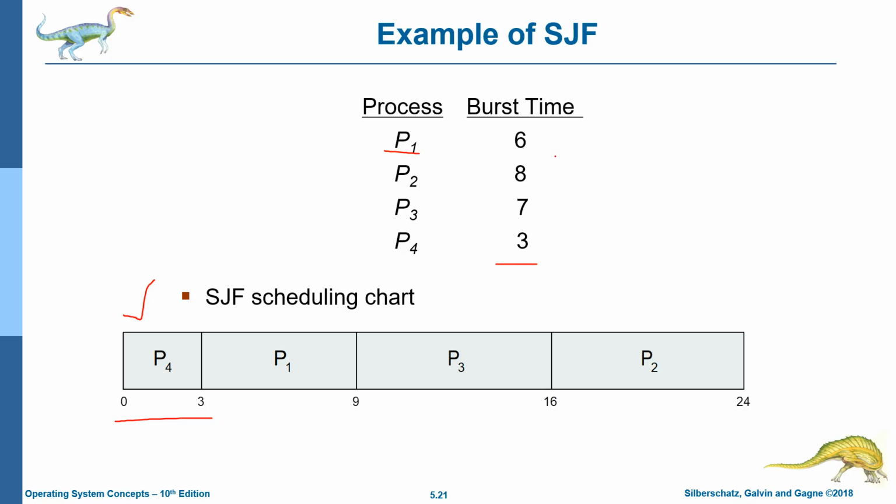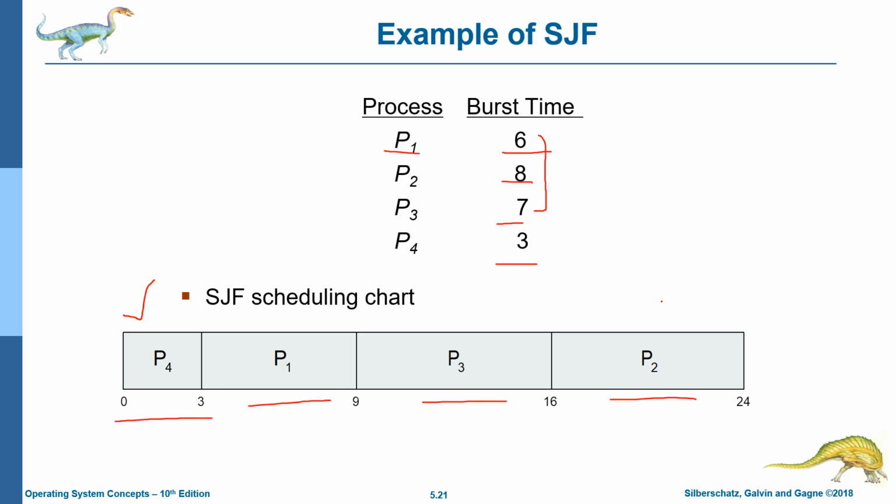Afterwards, we will compare 6, 8, and 7. The shortest time is 6, that is of P1. So P1 will be executed for 6 milliseconds. After that, we will compare 8 and 7. P3 wants to execute for 7 milliseconds, so the CPU will be allocated to P3. Afterwards, the CPU will be allocated to P2.